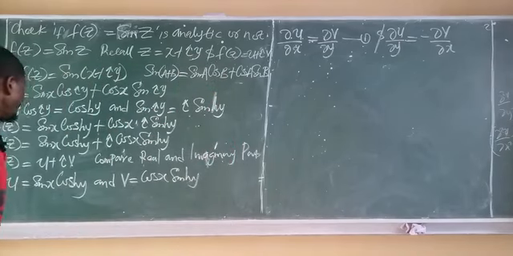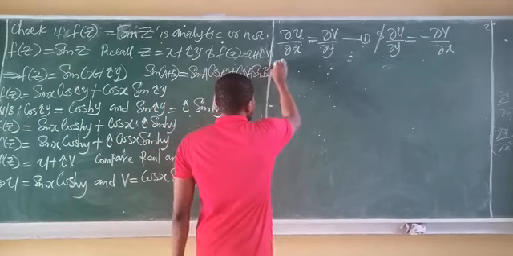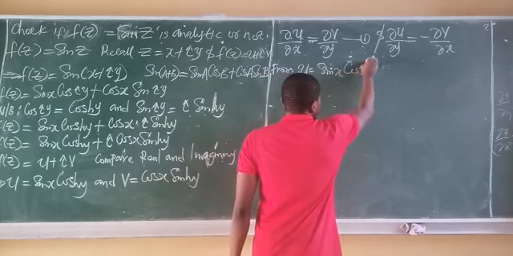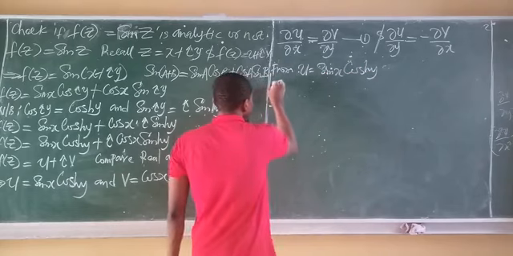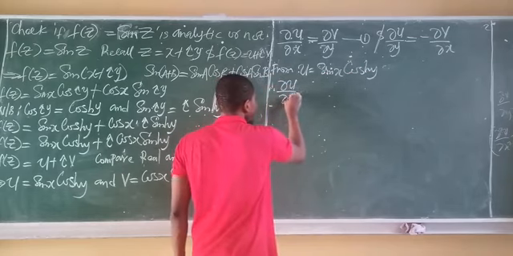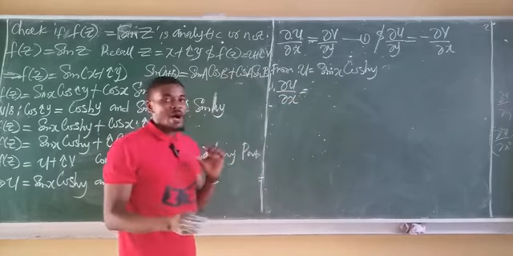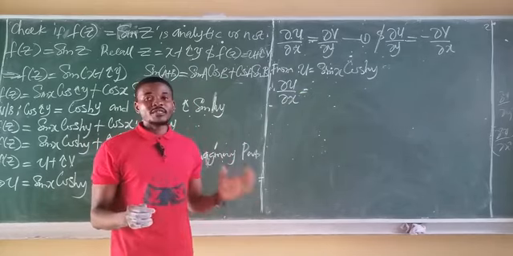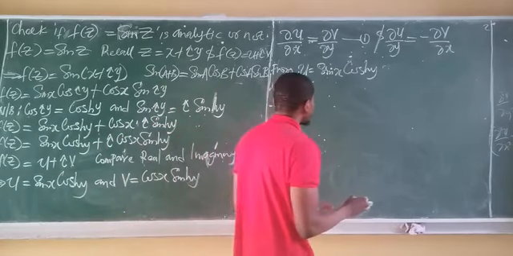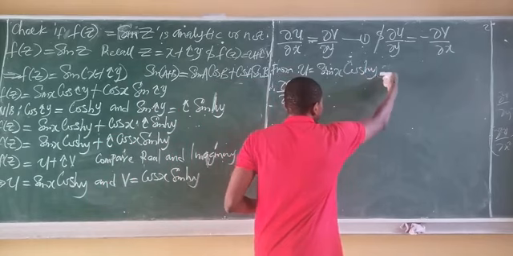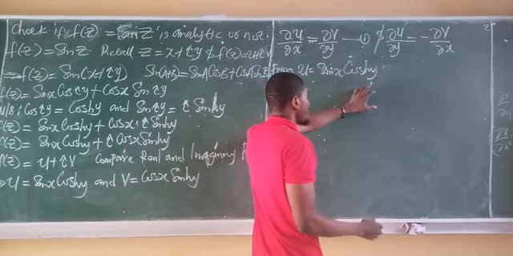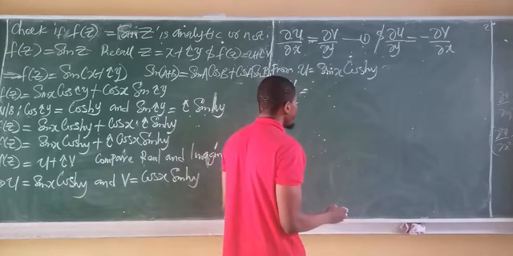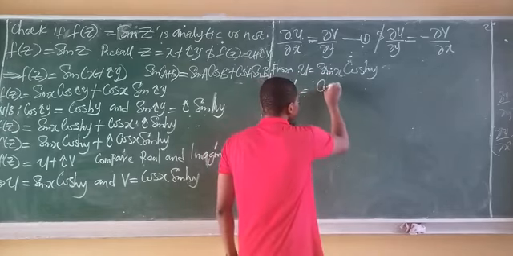We start from u. From u equals sin x cos y, differentiate u partially with respect to x. Which means you are not differentiating y. Y is held constant. You are only differentiating x. So cos y is a function of y, and we are keeping it constant and differentiating only sin x. If I differentiate sin x, I'm going to have cos x. So this gives me cos x.